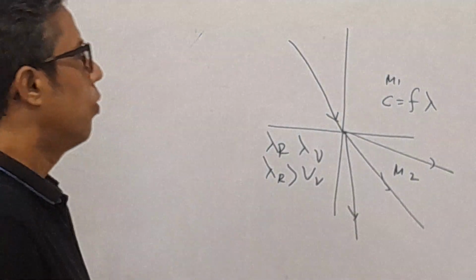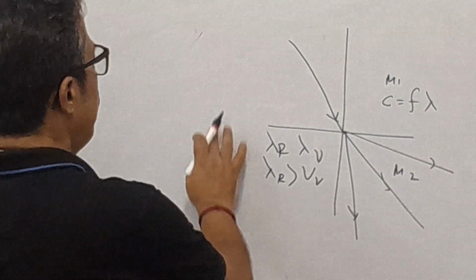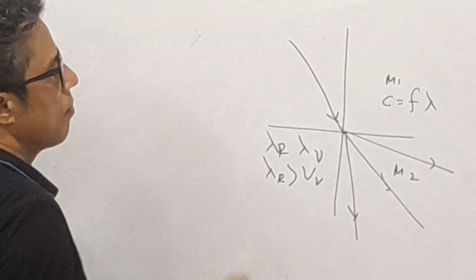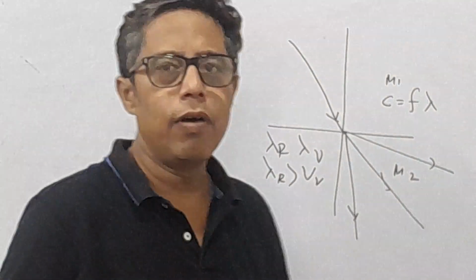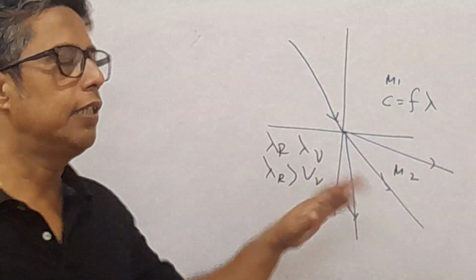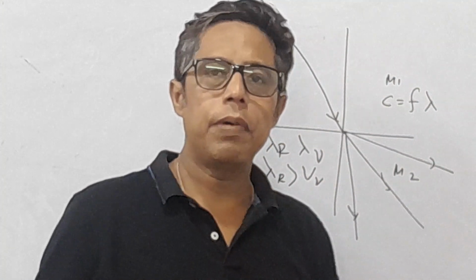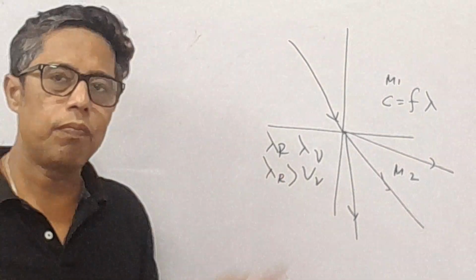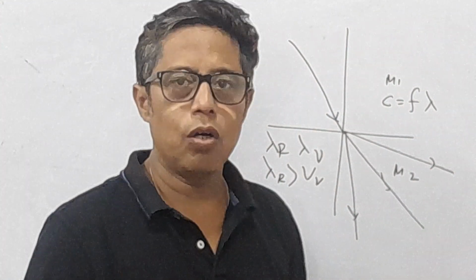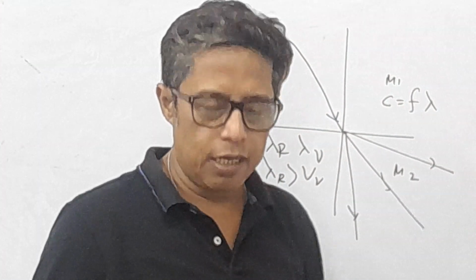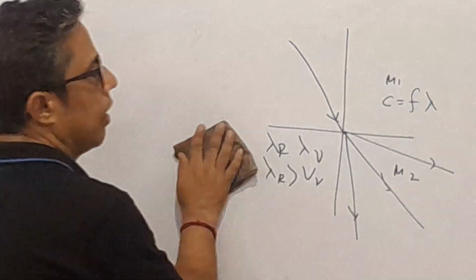So this refraction depends on the refractive index and the velocity of light. The velocity of light will change, and that's why the bending happens, and that depends on the wavelength of light and the optical density of the two media. So this is the very basic about refraction.